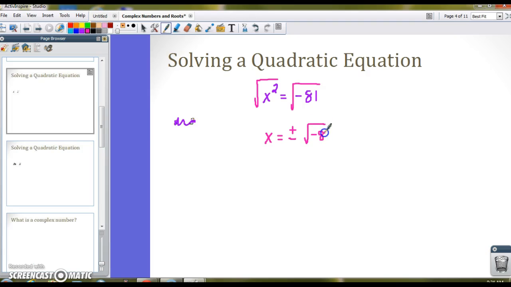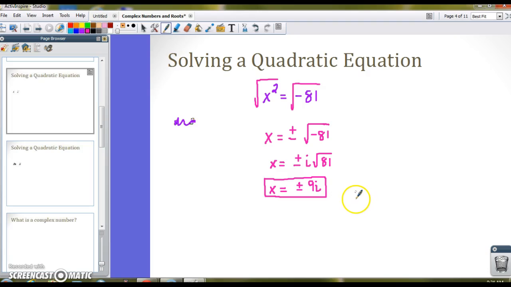So I have plus or minus the square root of negative 81. Remember that negative under the radical tells me I'm going to have an i in my answer. So that gives me plus or minus i times the square root of 81. The square root of 81 is 9. So then my answer is going to be plus or minus 9i. Okay? It would look really funny if we put i9. That's why we always put it after the number.